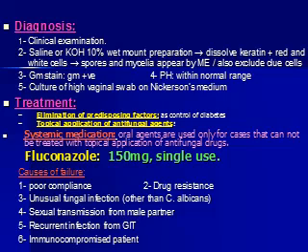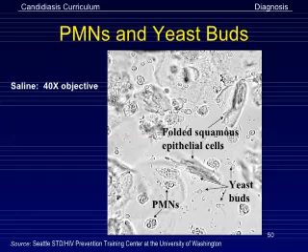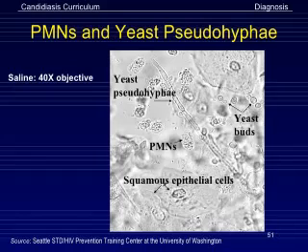Causes of failure are poor compliance, drug resistance, unusual fungal infection other than Candida albicans, sexual transmission from male partner, recurrent infection from GIT, and immunocompromised patient. In vaginal candidiasis, wet preparation will show polymorphonuclear leukocytes and yeast buds. Also, pseudohyphae may be detected.